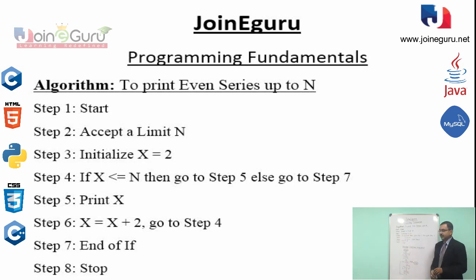Now in step 4 we have to check whether the value of x is less than or equal to n or not. If it is less than or equal to n, then the condition is satisfied and we move to step 5, and in step 5 we print the value of x. So we get the first even number, that is 2. Now to get the next even number we increment the value of x by 2, and after incrementing the value of x we move up to step 4, and I use the goto statement here.